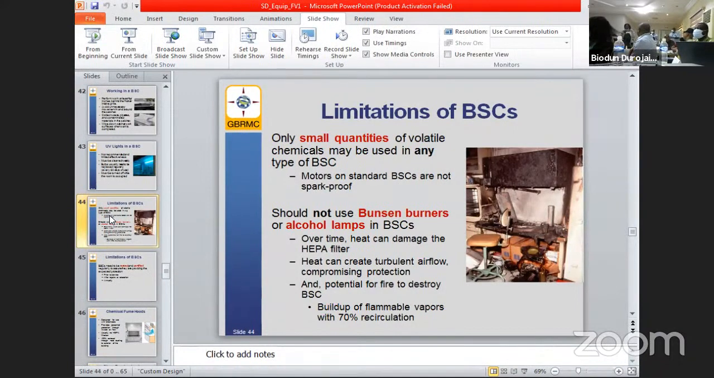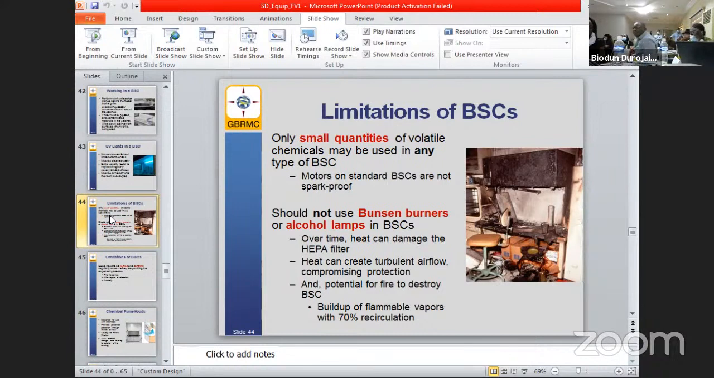The modernization. So to prevent this heat affecting the HEPA filter. Heat can create turbulent airflow, compromising protection, and then potential for fire to destroy the PAC. And you can see a PAC that has been destroyed. So, build up of flammable vapors with 70% recirculation. Over time, heat can build up and then you can have an accident.